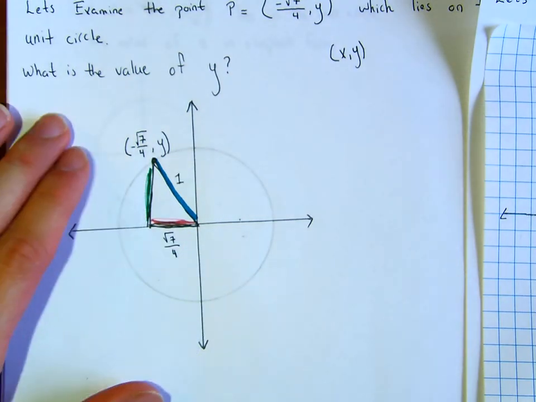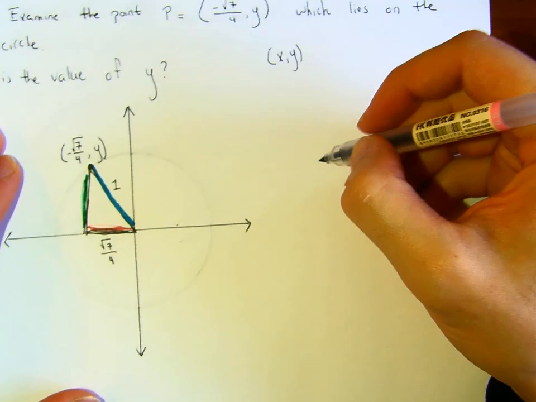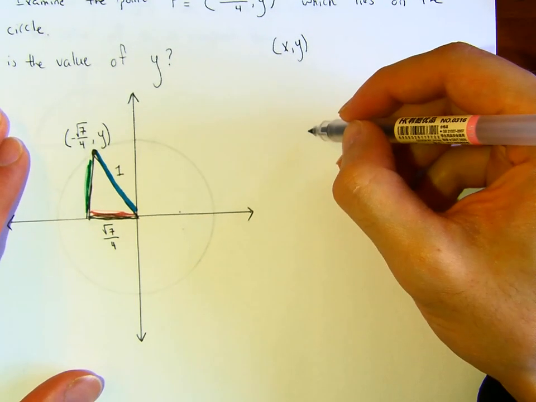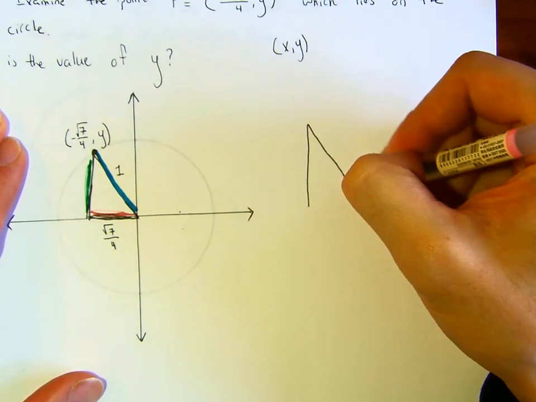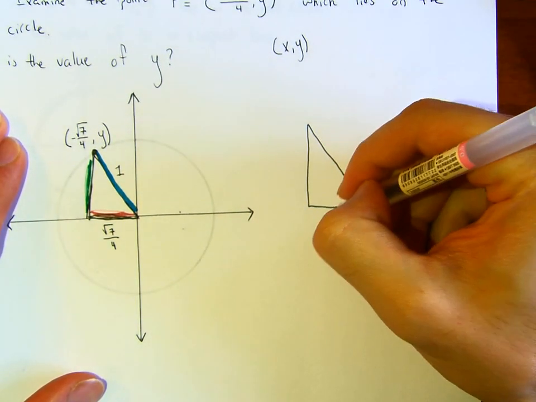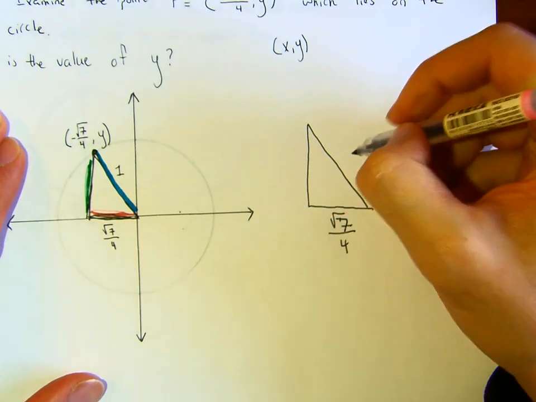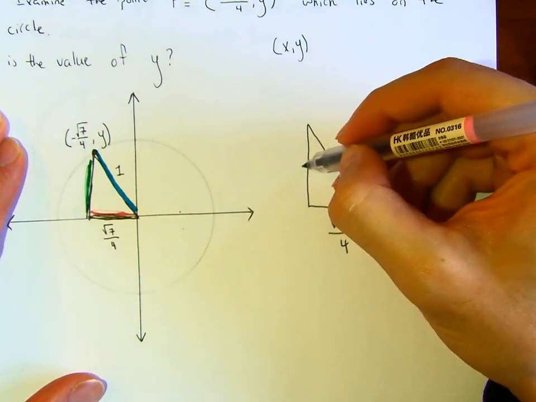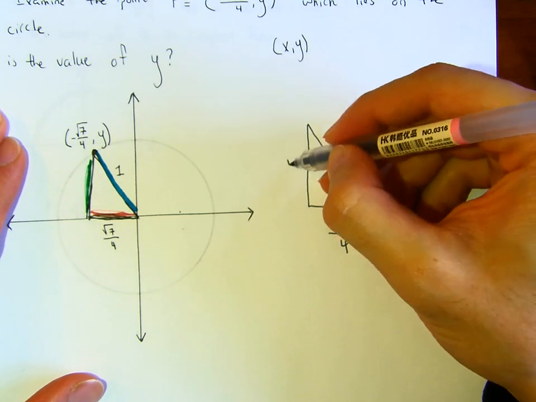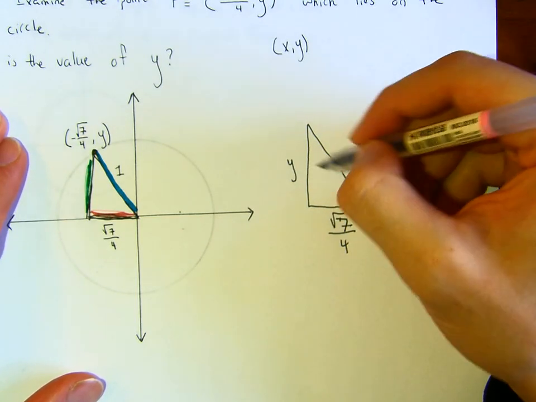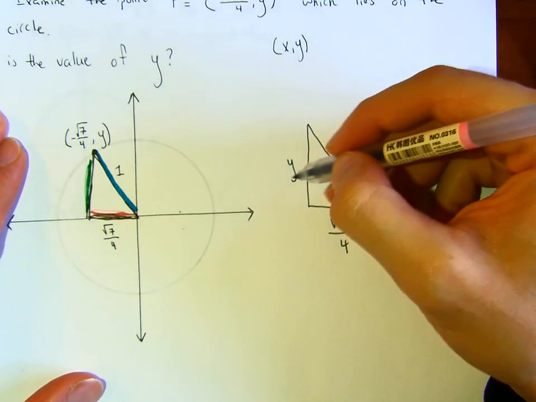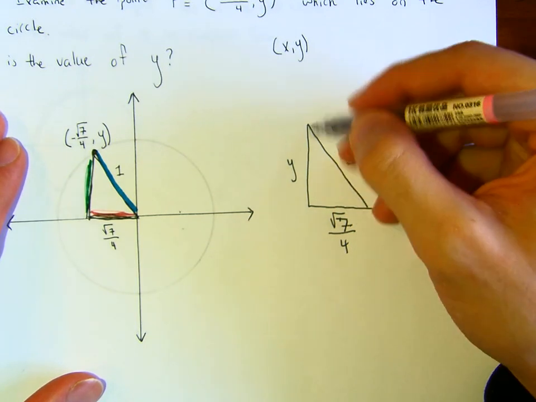So notice that we're creating a triangle, and what do we know about the dimensions of this triangle? Well, we just have this. This has to be square root of 7 over 4. This is 1. And what is this? This is some y, right? This is your y here. But now the question is, how do we actually find the value of this?